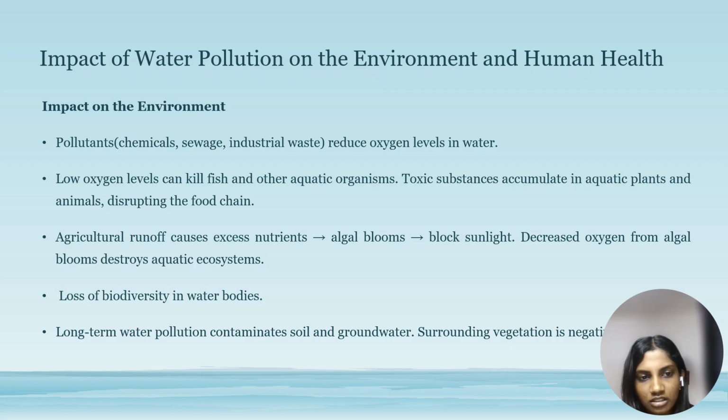So the agriculture runoff causes excess nutrient, which causes algal blooms. These blooms block sunlight and further reduce oxygen, destroying aquatic ecosystem too. So this leads to a loss of biodiversity in water bodies. In long term, water pollution contaminates soil and groundwater, which also negatively affect the surrounding vegetation.